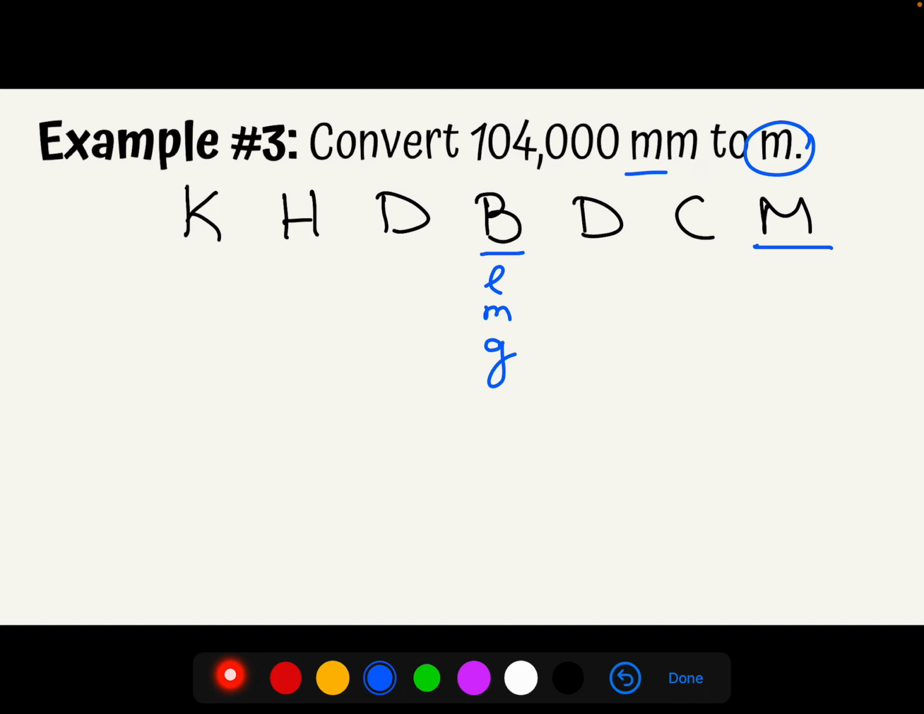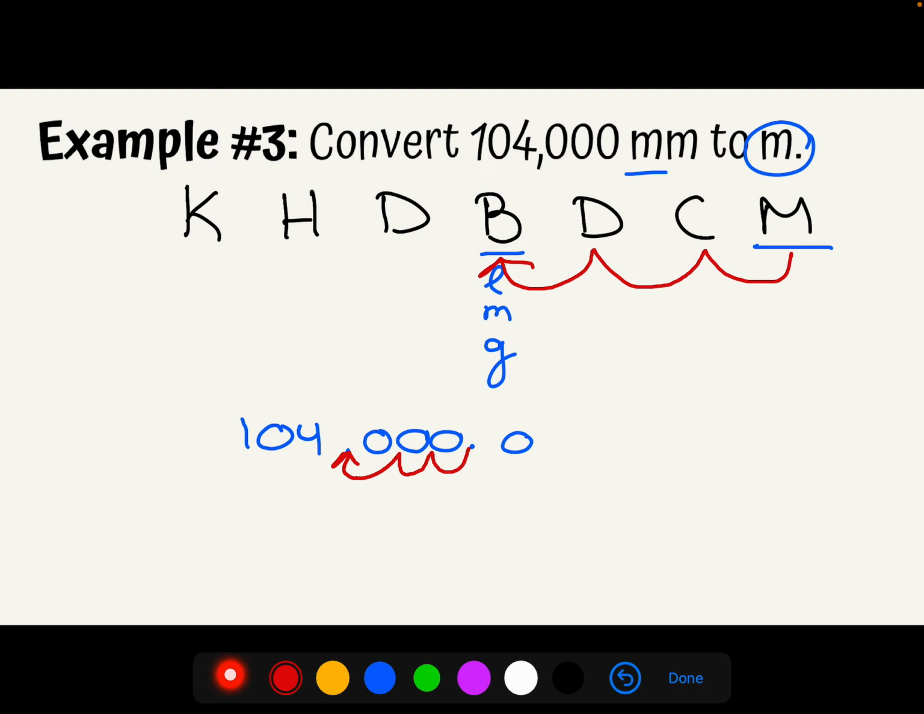So this time when I make my jumps, I'm actually going to be moving to the left instead of the right. So let's count how many times I need to do that. 1, 2, 3 times. So 3 jumps to the left. And so 104,000 millimeters is the same as saying 104,000.0 millimeters. So now I'm going to take this decimal and move it 3 times to the left. 1, 2, 3.